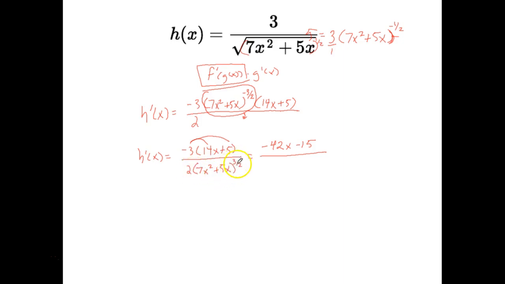Okay, so I can rewrite this though. Remember, division by 2 in the exponent means square root. So this is the same as 2 square root 7x squared plus 5x, all being raised to the power of 3. Remember that 3 is your exponent there. Okay, and that would be your final form.